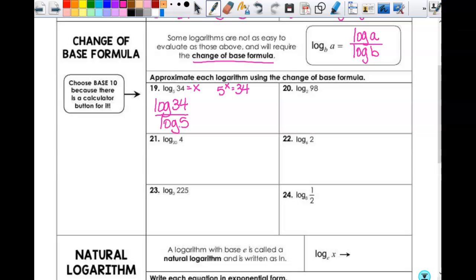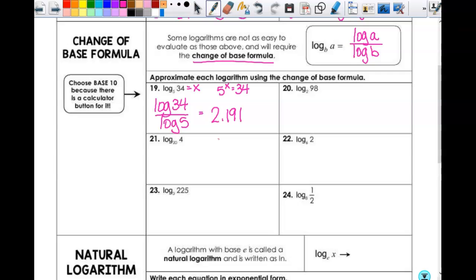Then in the calculator, I highly suggest that you hit the fraction button, type in the log of 34, you have to close the parentheses, arrow down, and then log of 5, close your parentheses. We should get 2.191. That's your answer. You have to get your number.